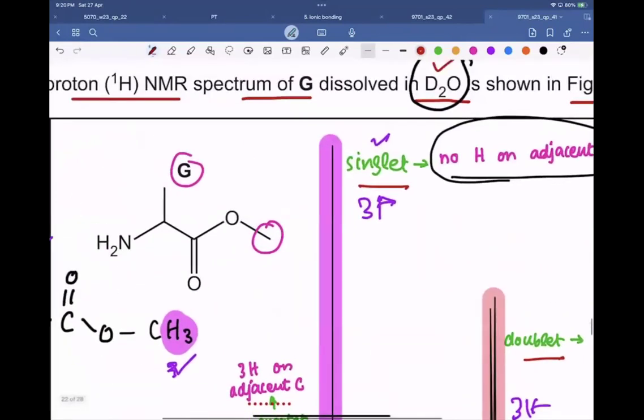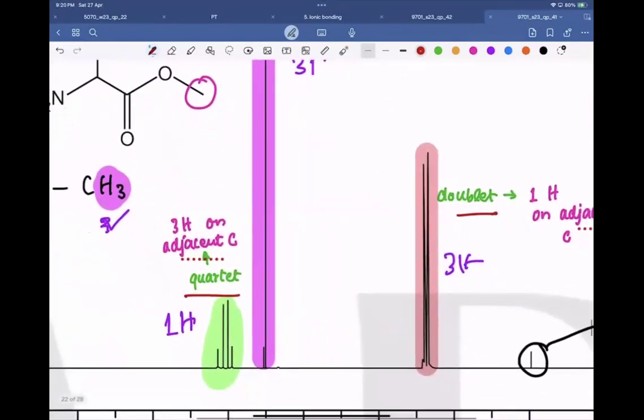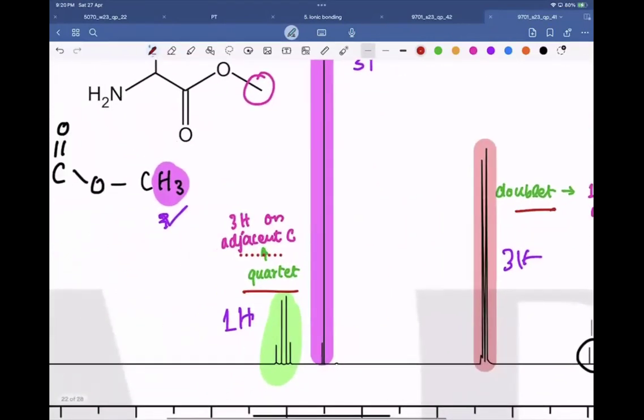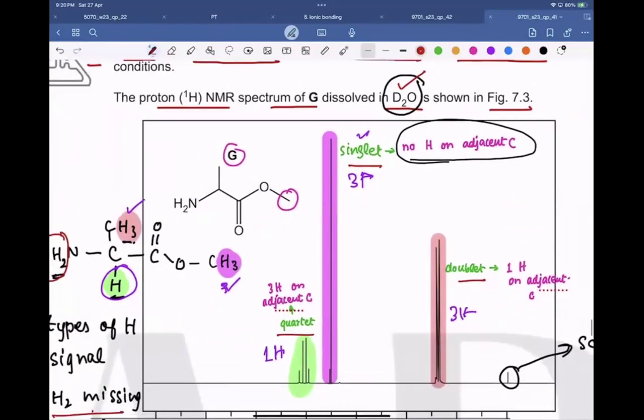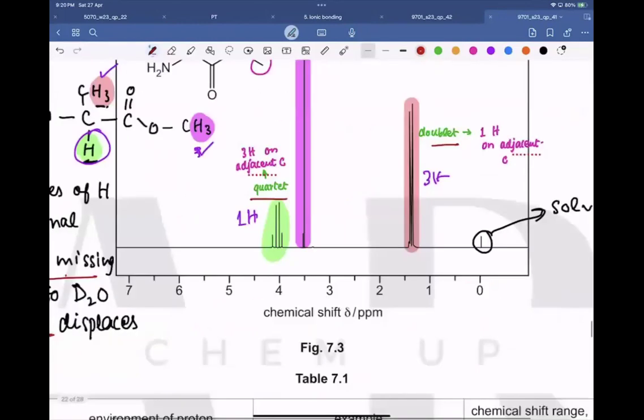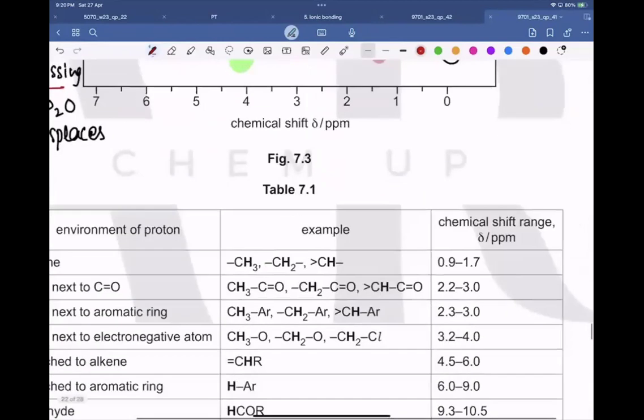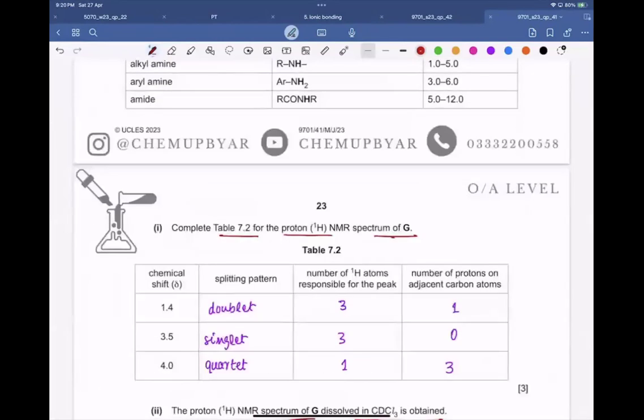See, the pink one is a singlet, the brown one is a doublet, and the green one is a quartet. There is no triplet over here, if you see. If it's a triplet, it means the adjacent carbon has two hydrogens, or two protons. I have uploaded the recording of proton NMR in the playlist. You can watch it there if you have any confusion in proton NMR.